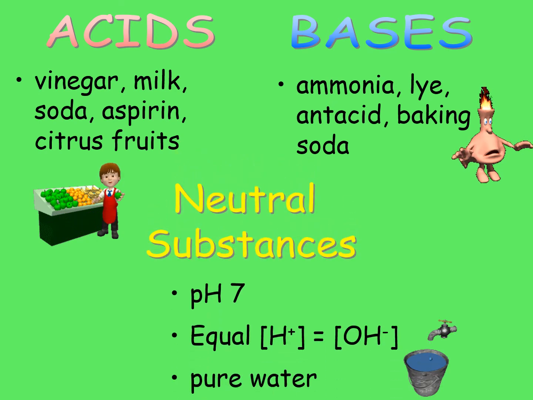And then neutral substances have a pH of approximately 7. Pure water is usually around 7.4. They have the same amount of hydrogen ions as hydroxide ions.